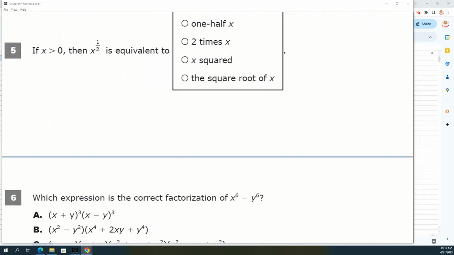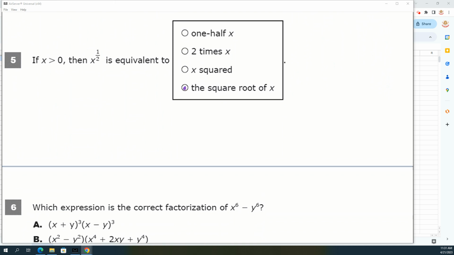All right. And then anytime you raise something to the 1/2, that means that you're taking the square root.